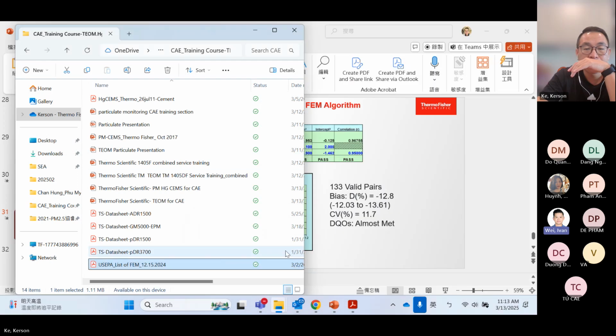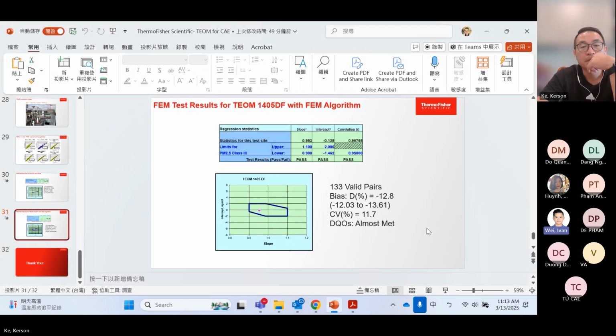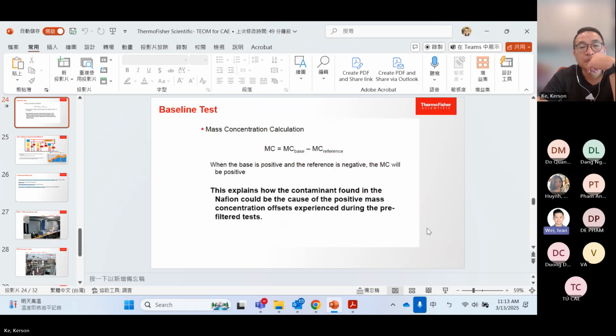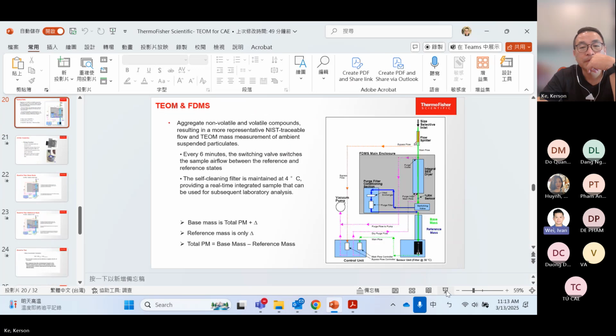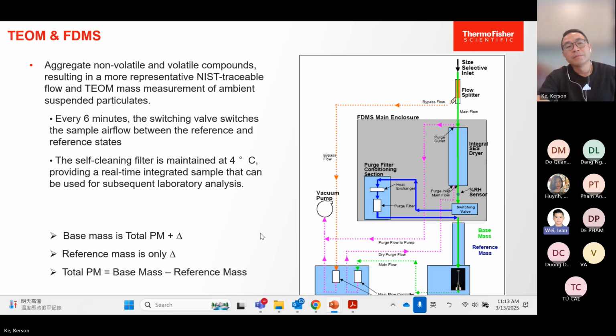Can you go back to the slide where the FDMS is? Yes, right here. So when you say for the base model, the sample will flow into the TEOM, the balance. Yes. And then after 6 minutes, we will switch to the reference mass. For the reference mass, the sample gas will go through this conditioning section, and it has a filter. Does that mean the filter will collect all the PM10?